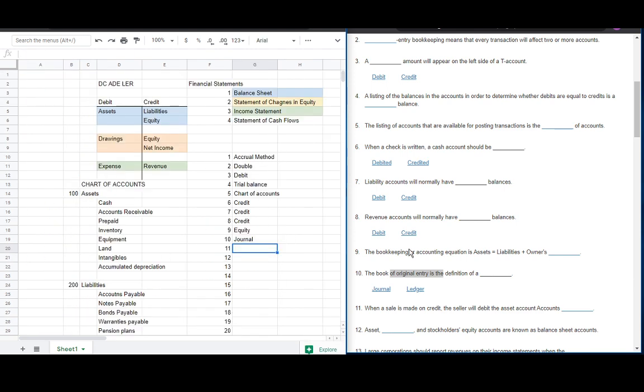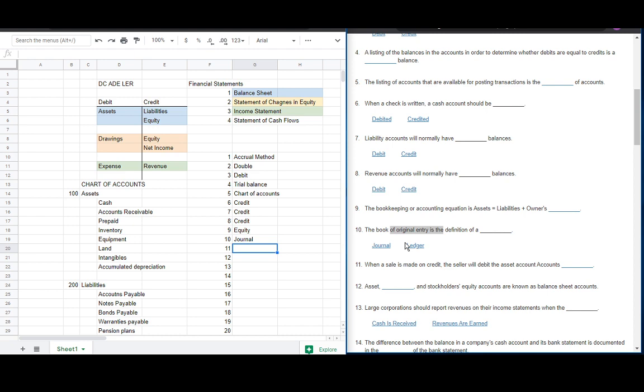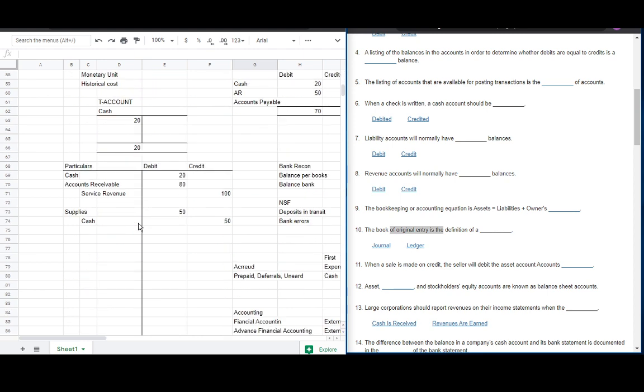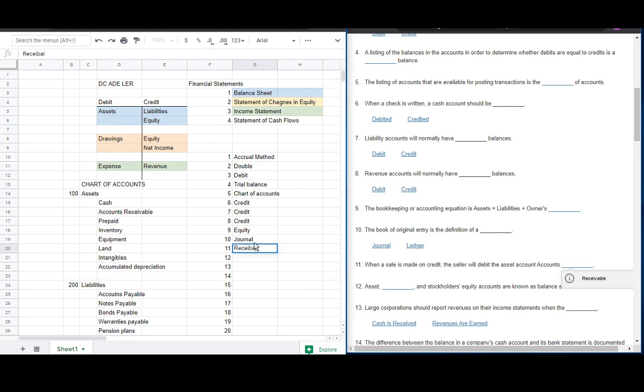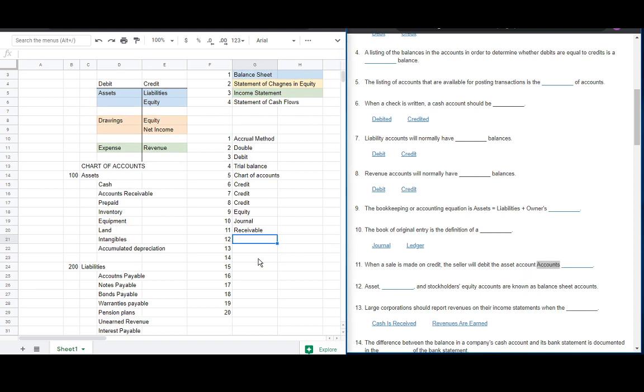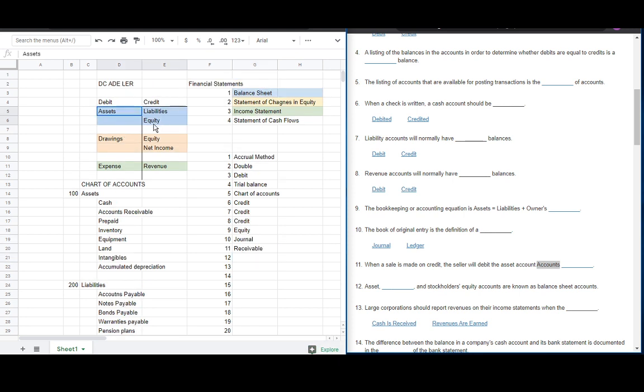Number 11, when a sale is made on credit, the seller will debit accounts receivable, diba? Ibig sabihin accounts receivable ay may karapatan tayo na kumolekta ng utang ng mga customer. So madalas verbal to. Hanggang 30 days. O kaya minsan pag nakapagbayad siya na maaga, may discount ng 2%. Diba? Yan, ganun.